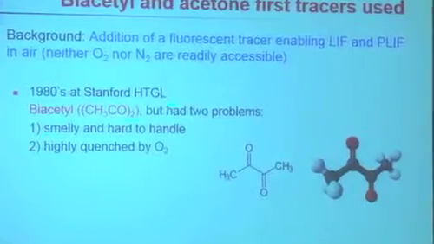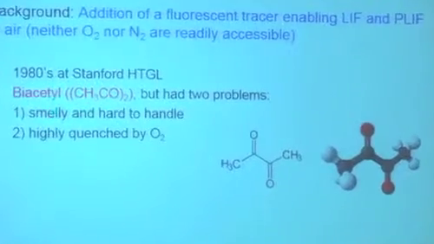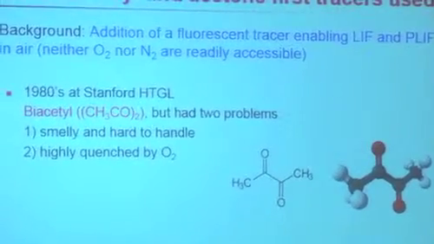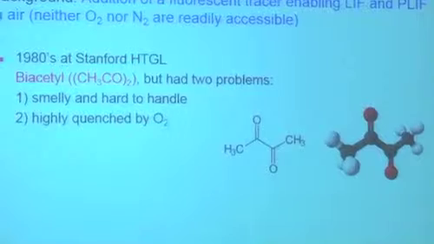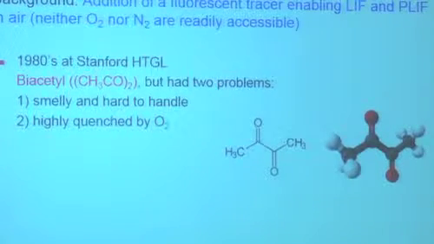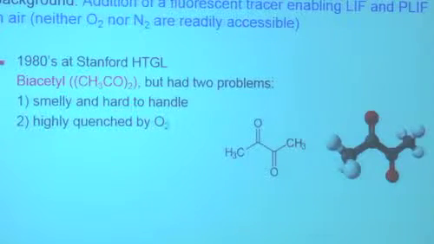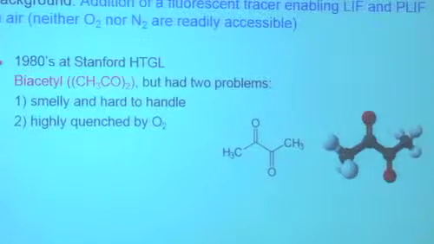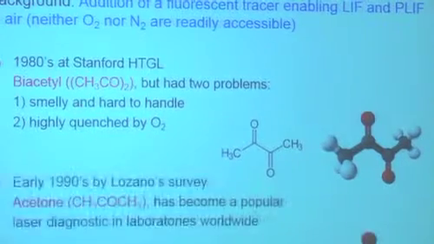So we did this in the 1980s with biacetyl. It's really two methyls and then a CO in the middle. It's methyls and a CO, and then it can split right here. So it looks something like this. It's smelly, it's hard to deal with, it had a low vapor pressure, it had some problems. It also is very highly quenched by oxygen, so we had to use it in systems that had no oxygen.